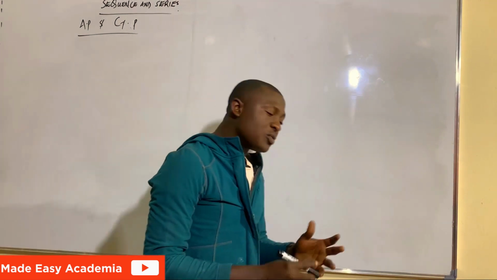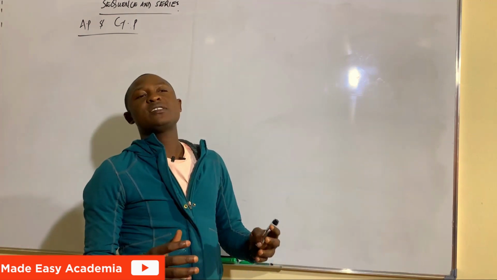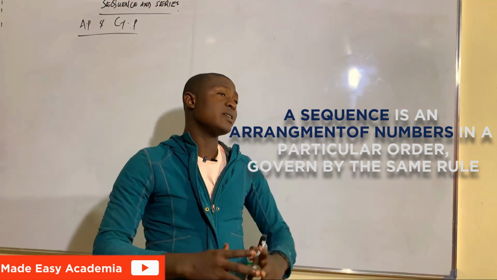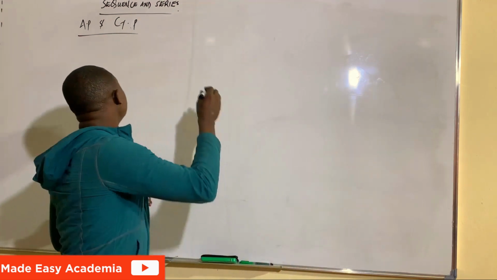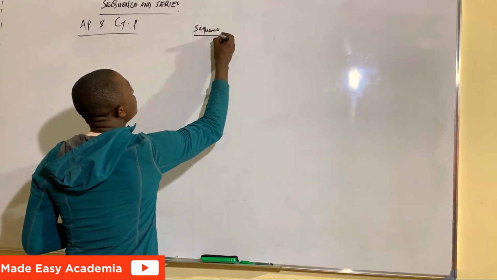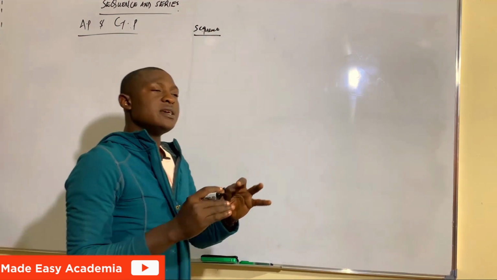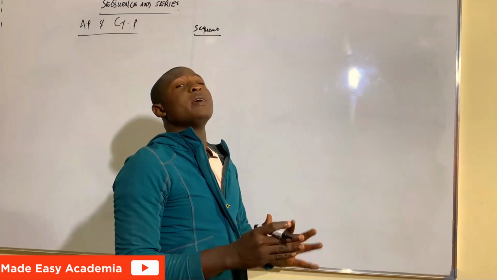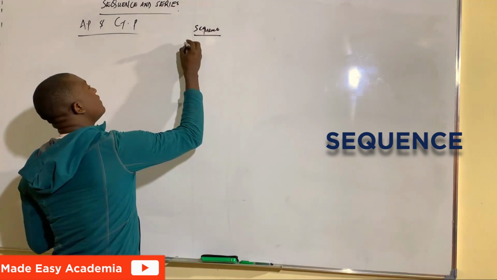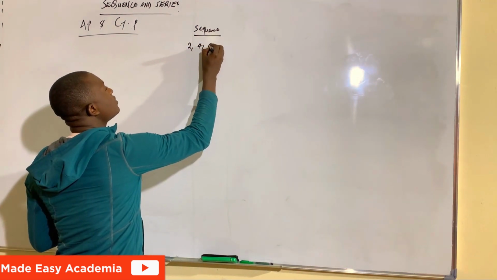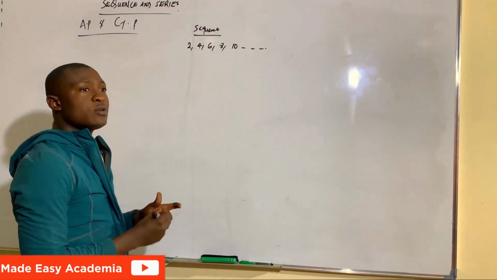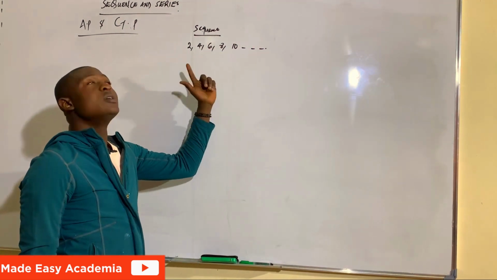When we are talking about the sequence, what do you mean by sequence? Sequence is just the arrangement of numbers in a particular order governed by the same rule. For example, if I have 2, 4, 6, 8, 10, you can see these numbers are governed by the same rule.